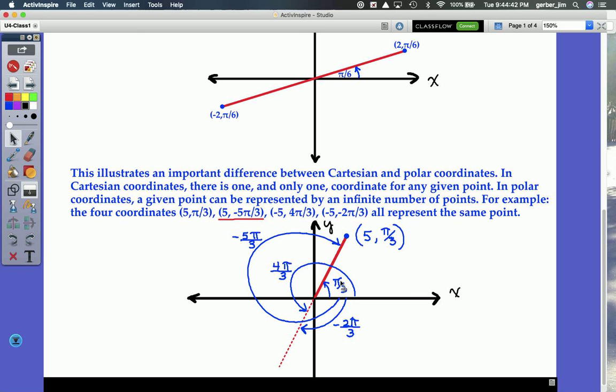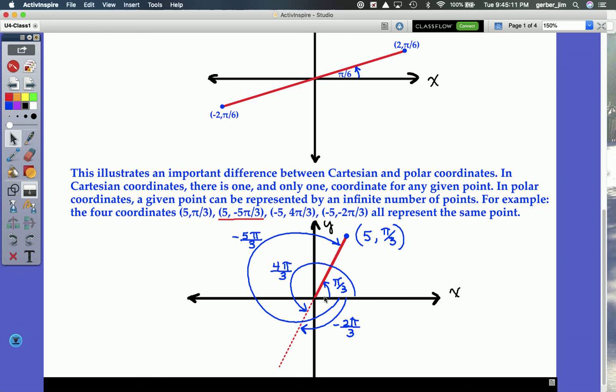There are other ways as well. For example, I could start here, and instead of going pi over 3, I could go 4 pi over 3, which puts me on this red dotted line. And then if I went a distance 5, it would put me down here. But remember, if I go a distance negative 5, I go in the opposite direction. So negative 5 comma 4 pi over 3 would fold me back up to here. So this point could also be negative 5 comma 4 pi over 3.